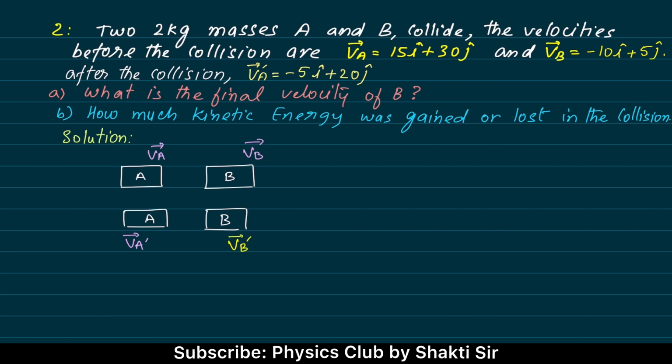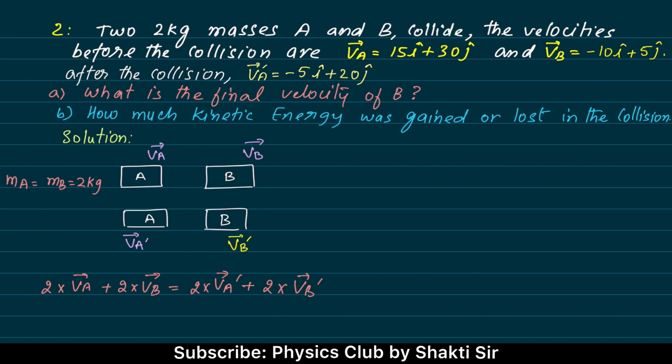So how can we calculate this? We can calculate this with the help of conservation of linear momentum. So let's write. Both masses are 2 kg, that is mass of A equals mass of B equals 2 kg. This is given. So 2 multiply VA vector plus 2 multiply VB vector equals mass of A multiply VA dash vector plus 2 multiply velocity VB dash vector.